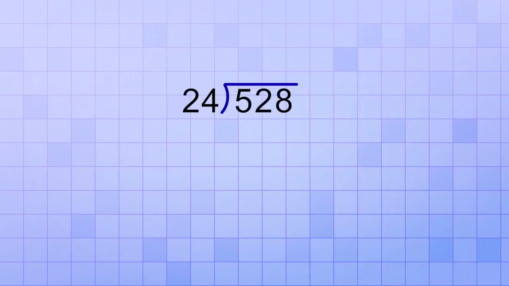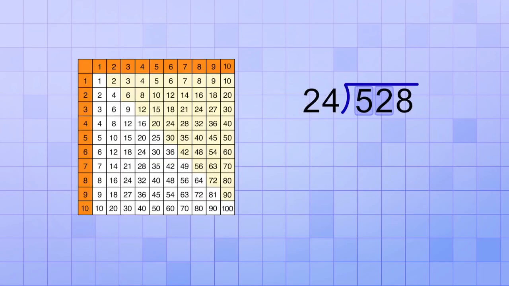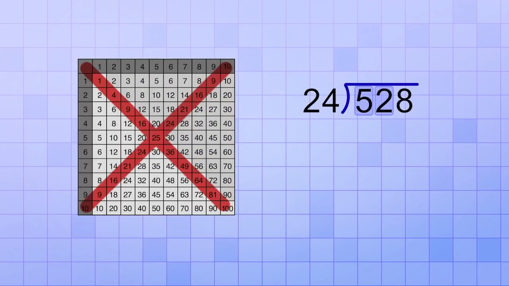In this first problem, we could start by asking how many 24s will fit into 5. But since our divisor now has 2 digits, we already know that no 1-digit chunk of the dividend will be big enough for that to divide into. So, because we have a 2-digit divisor, we automatically need to group the first 2 digits and ask how many 24s will make 52. This is trickier because multiples of 24 are not on our multiplication table.